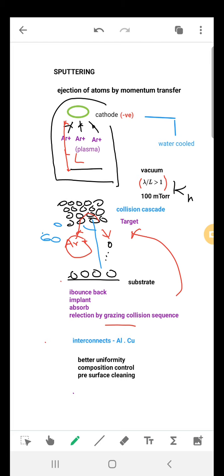Now this sputtering is used in aluminum and copper based interconnects, and if you compare it with evaporation, it gives you better uniformity, and we have better control of the composition, and we can do a pre-surface cleaning before the film deposition takes place. So these are the advantages of sputtering compared to evaporation.